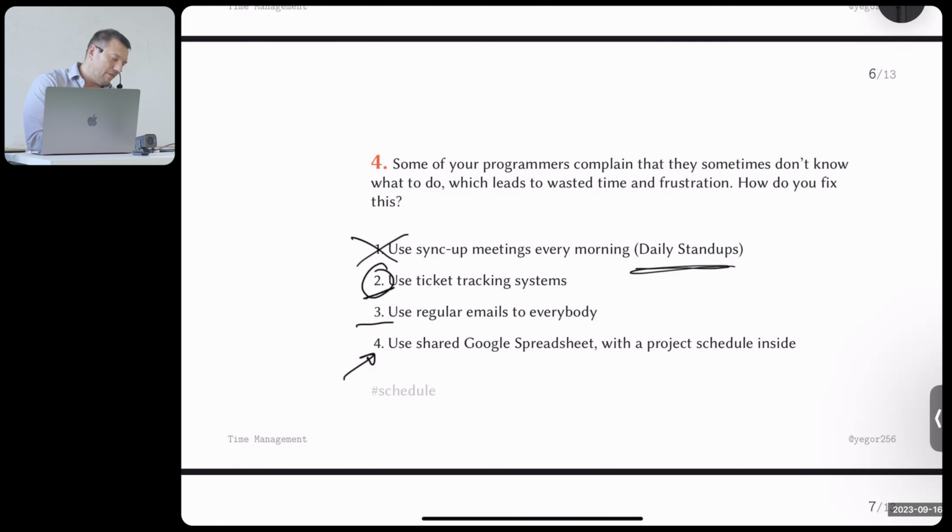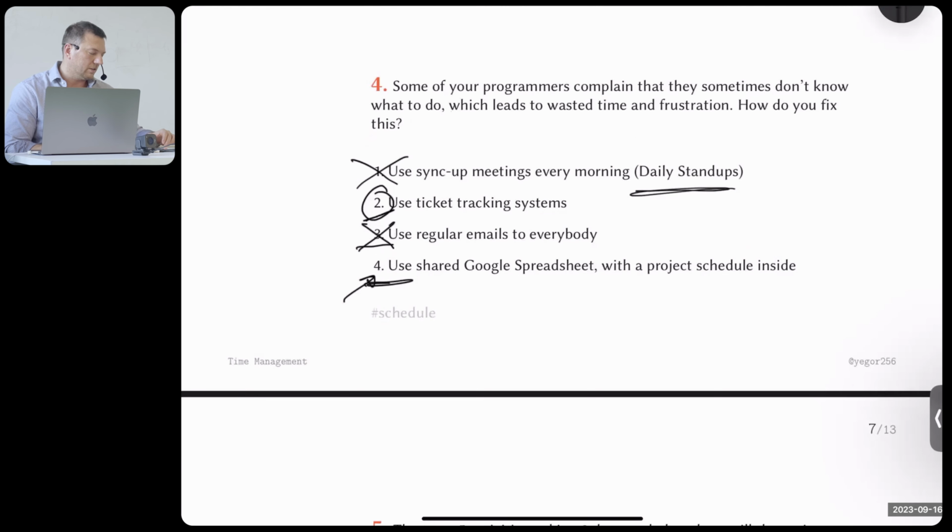Regular emails to everybody? Well, emails are not the mechanism of 2023. They're the mechanism of maybe 1995. We don't use them anymore for management. So definitely not emails. Nobody reads them, nobody answers them, it's gone. This technology is for something else. A spreadsheet is more or less okay, but I would suggest a ticket tracking system.